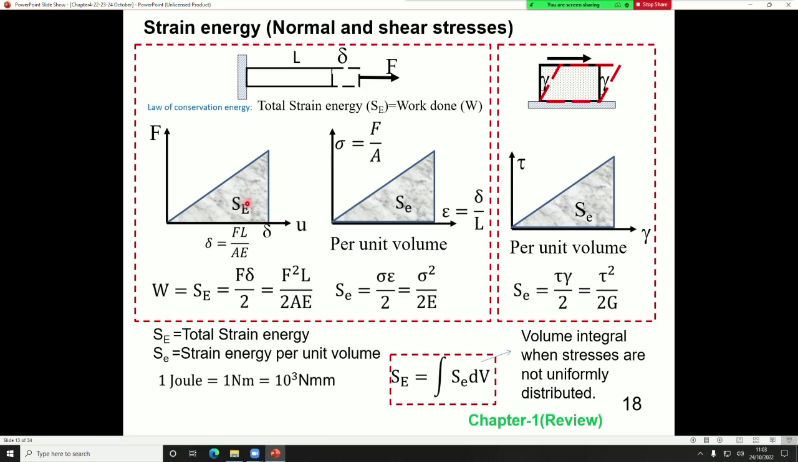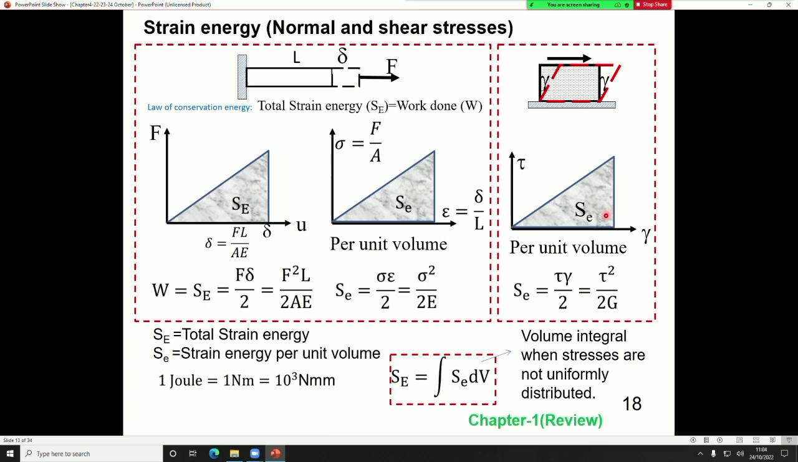If the material has linear elastic behavior, the two are the same based on the law of conservation of energy. I showed you if the nature of the stress is normal, and this is the stress strain curve of the material up to the yield point, the area under the curve shows us the strain energy stored per unit volume of the structure. If the stress distribution is uniform, we multiply the strain energy stored per unit volume by the total volume. If the stress is not uniformly distributed, then we have to perform a volume integral.